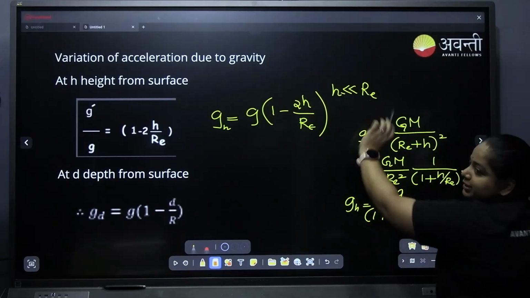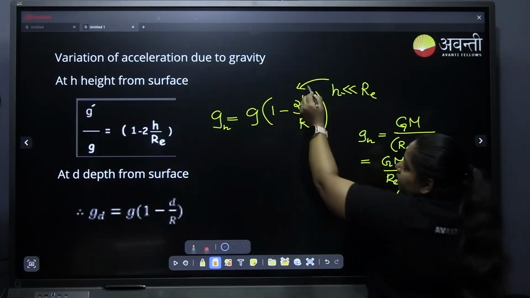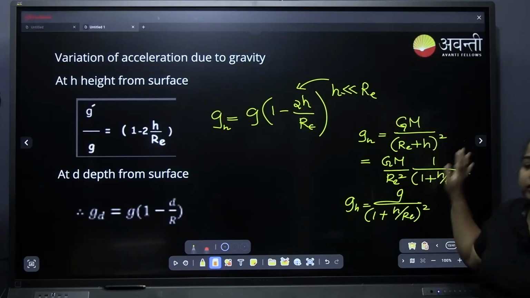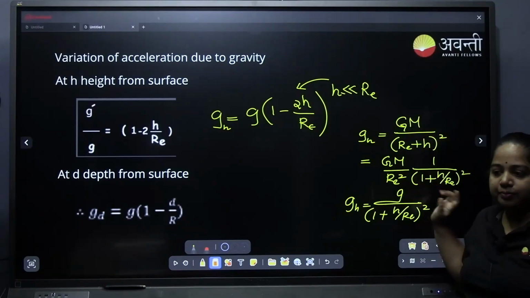When h is very small compared to RE, use this formula. When h is comparable to RE, use this formula. Is that clear?